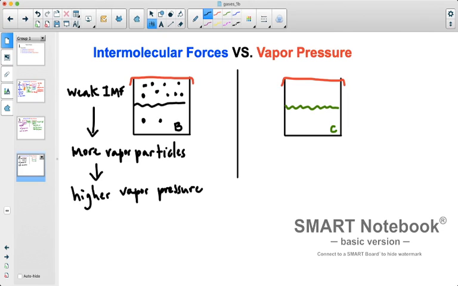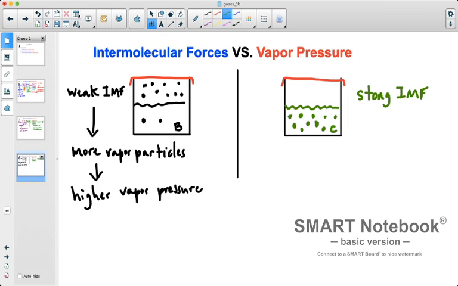On the right-hand side, our liquid C, and someone would have to tell you this, has very strong intermolecular forces. When the liquid has very strong intermolecular forces, it means that the liquid wants to stay a liquid. It's almost like the intermolecular force acts like a glue. It says, okay, you stay in this phase until you can receive enough energy to break the intermolecular force and then also break free out of the liquid.